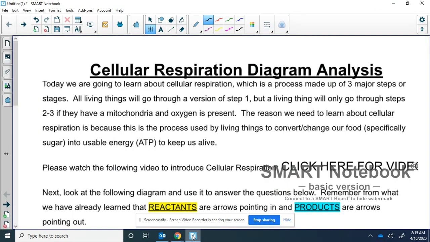So to help us kind of break this down a little bit more, today you guys are going to be doing this worksheet that was posted in Google Classroom. I'm just going to kind of talk through it and then give you guys time to work on the worksheet. I'm reading at the top.